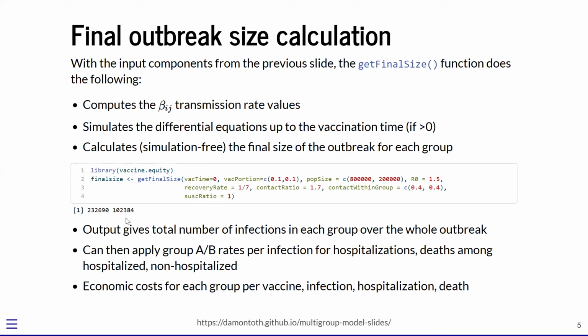These are the number of people that got infected over the whole outbreak. You can see more than half of group B got infected, 100,000 out of 200,000, and much less than that in group A. So we had a disparate infection outcome, which was entirely because of this contact ratio being 70% higher in group B. Basically, the app that Willy will show will let you change all these numbers, and the output of this function gives you the final size in terms of infections.